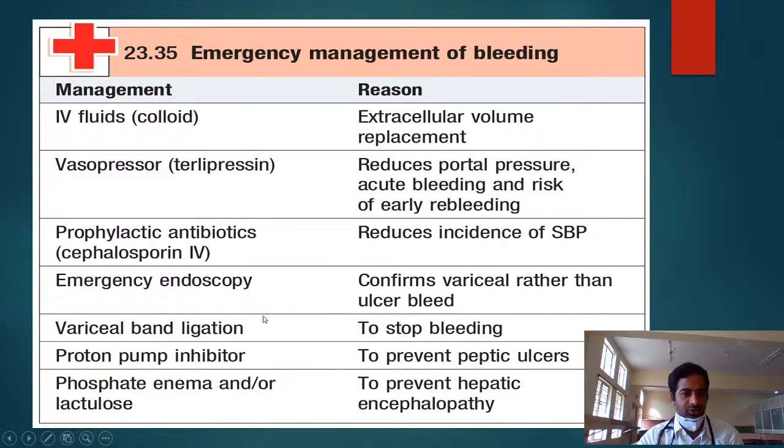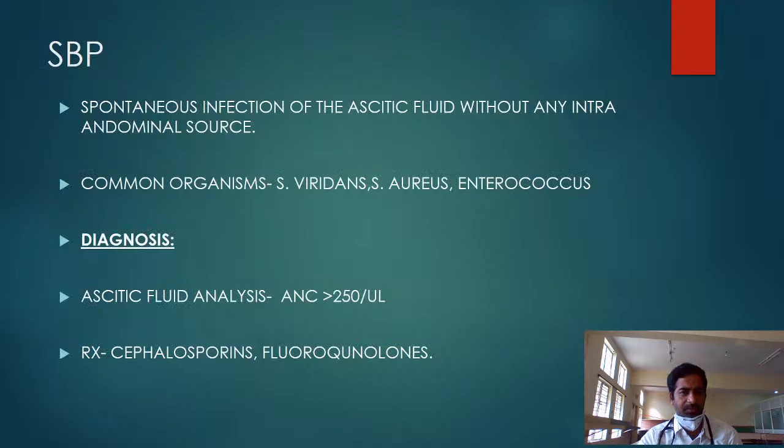Emergency endoscopy mainly confirms variceal rather than ulcer bleeding. Then you do variceal band ligation to stop the bleeding. PPI is mainly given to prevent peptic ulcers. Phosphate enema or lactulose can also be given to prevent hepatic encephalopathy. So initially when the patient comes, you go for colloids to replace ECF volume, then vasopressin to mainly reduce the portal pressure, some antibiotics, and emergency endoscopy.